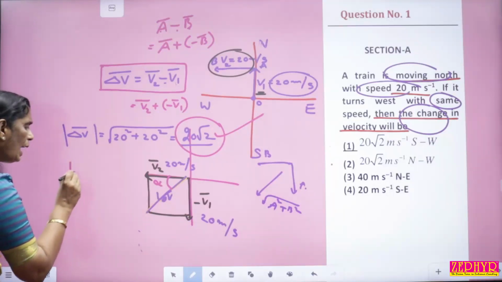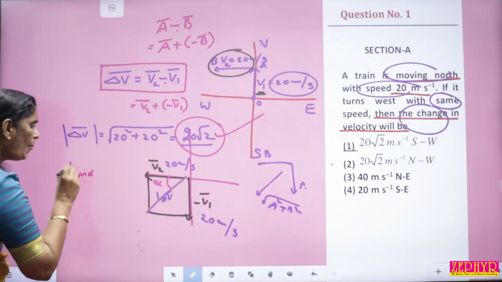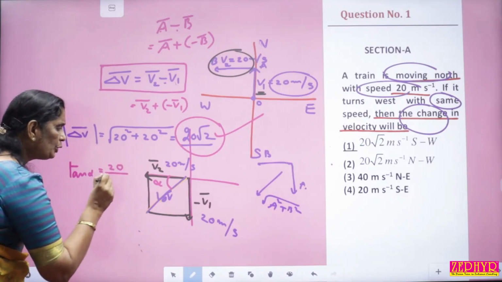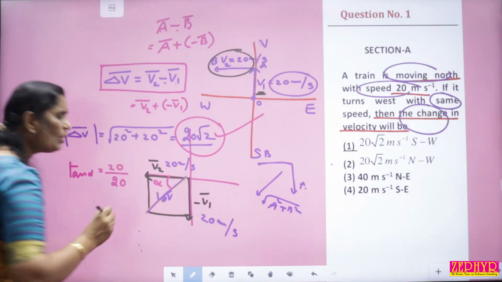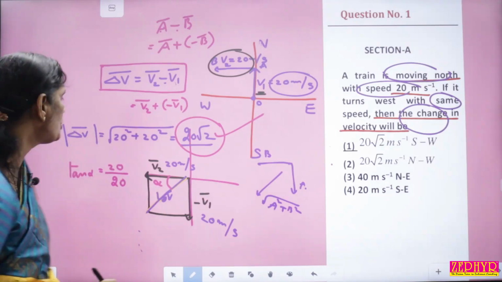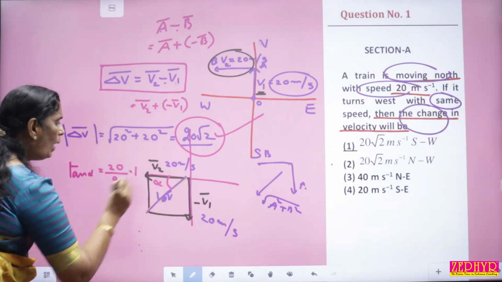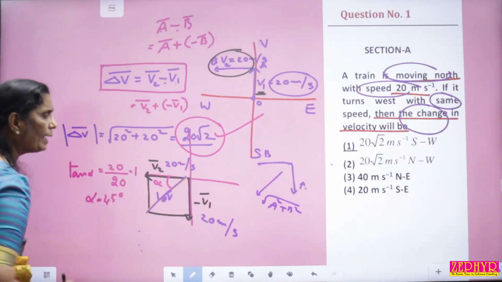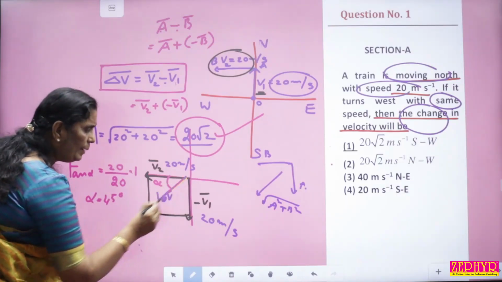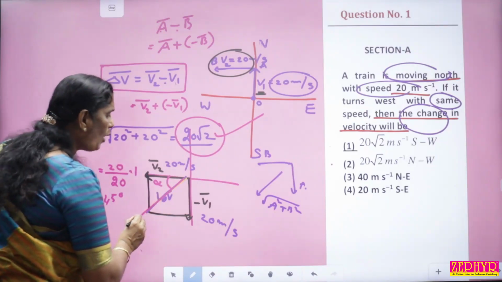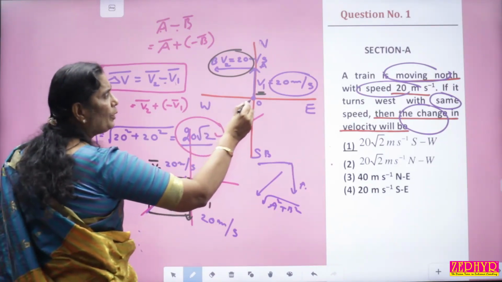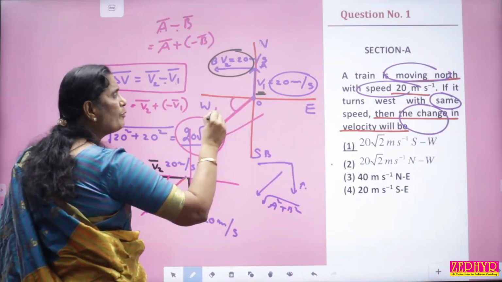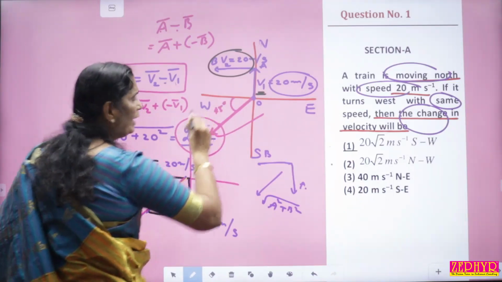For that, tan alpha is equal to the magnitude of V2, that is 20, by the magnitude of V1, that is also 20. 20 by 20 is how much? 1. So what is alpha? Alpha will be 45. That means this line is making an angle of 45 here. I will do it in the original figure. So your answer is making an angle of 45 with the west.